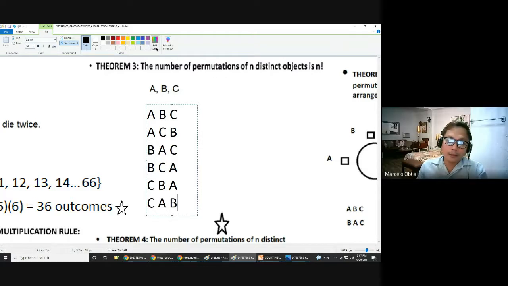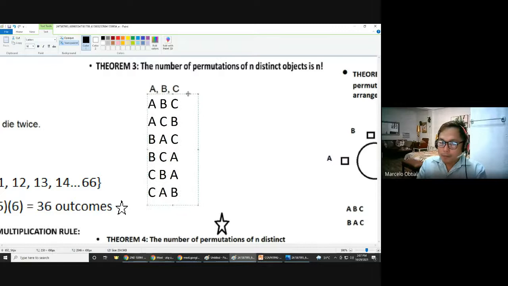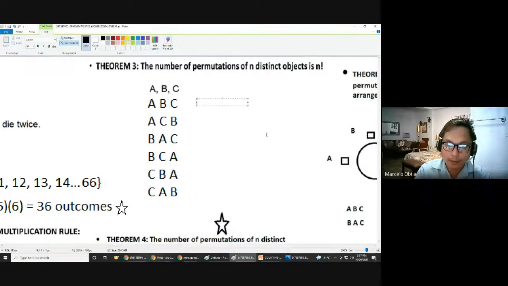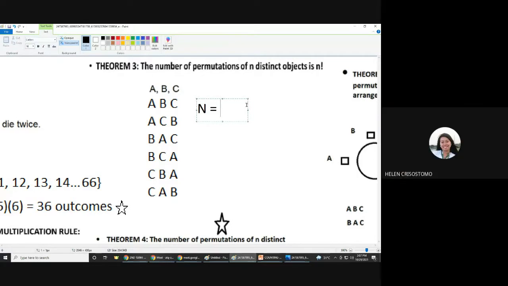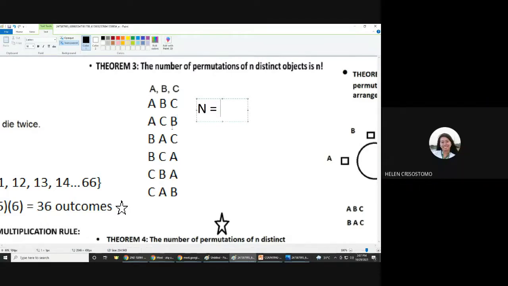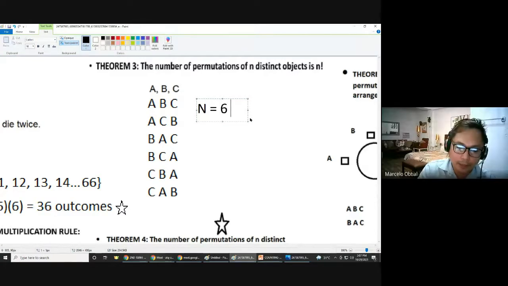Helen, can you look at the screen? Meron pa bang iba? Wala na, sir. Okay, wala na. Can you count, please? What is the value of your n? Ilang pwedeng arrangement magawa natin? Can you count the arrangements, please? So we'll have 1, this is the first arrangement, 2, and so on. 6, sir. Okay, very good. There are 6 ways or arrangements.